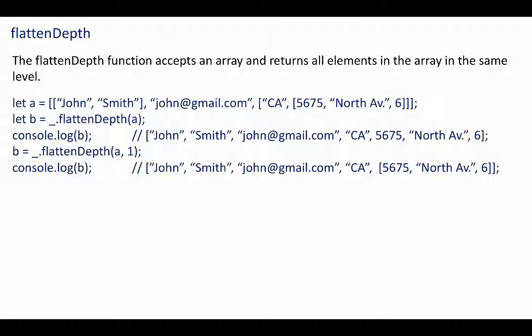You can see that John and Smith were both in the first subarray, which is level 1, so they are outside, and the email john@gmail.com stayed in the same level. And we can see that the next element was the array that contains the string CA as first element, and CA is in level 1 in depth, so it came out. But the second element is another array, so this is another level of depth. So all the elements in this array, exactly this array, are staying nested inside the result set. So this is the flattenDepth function.